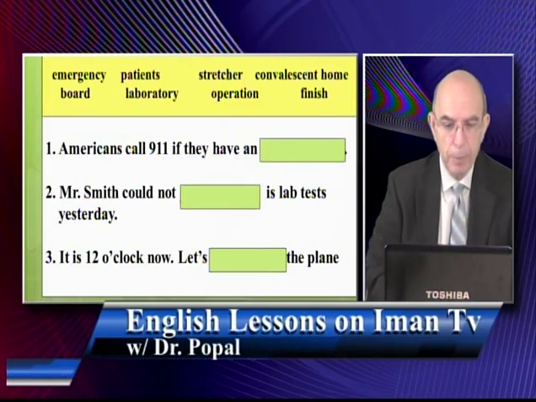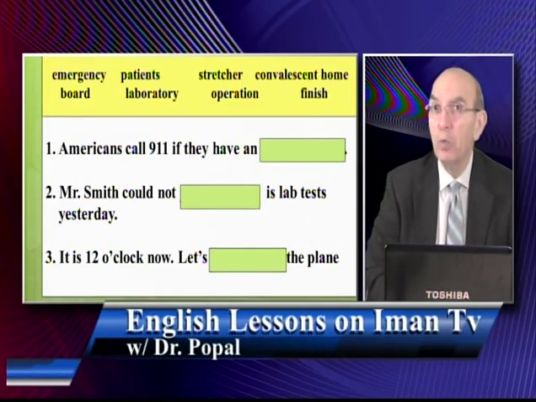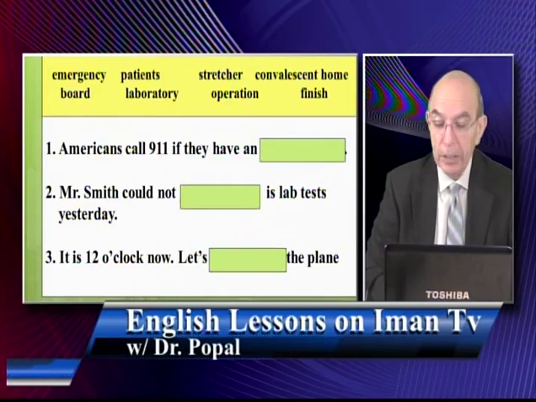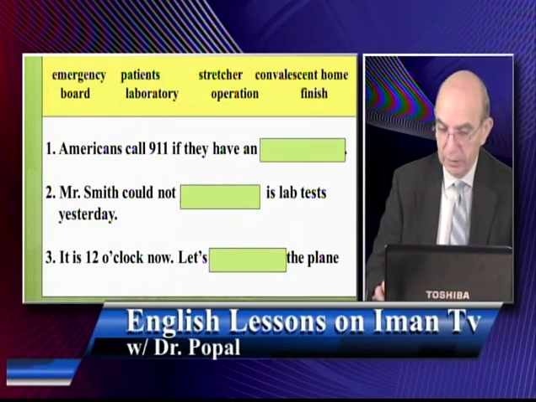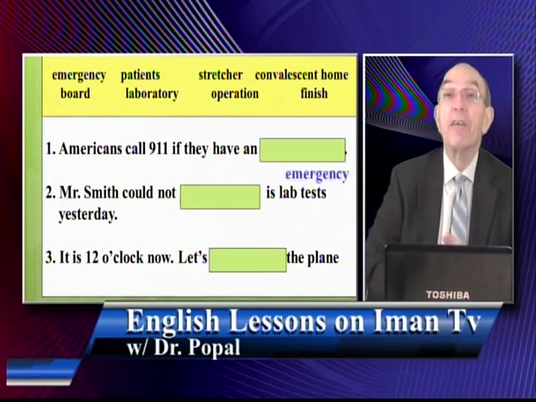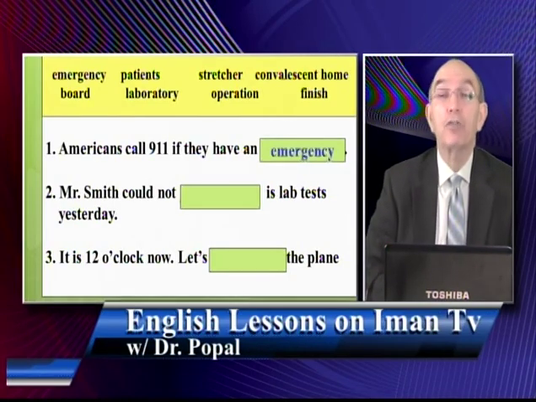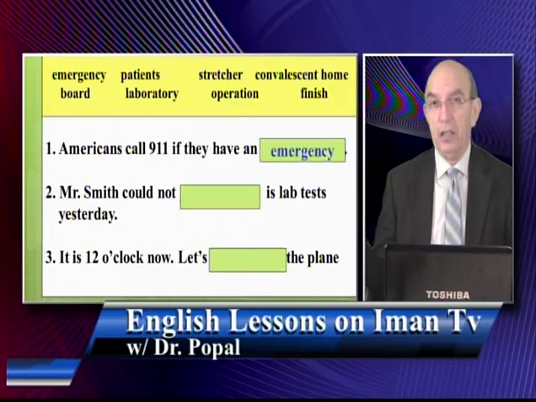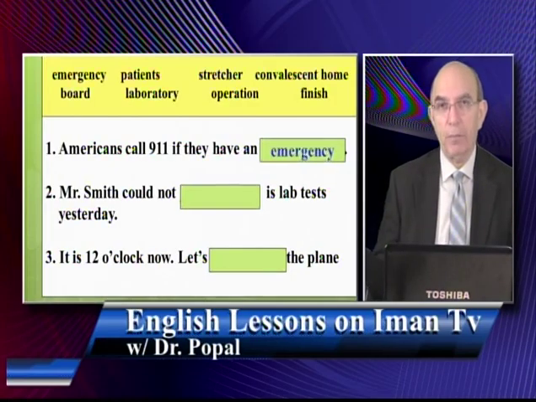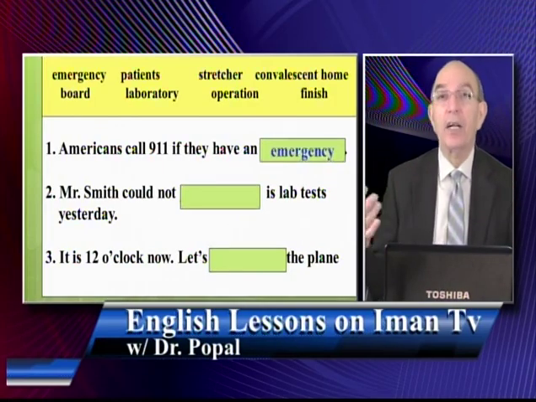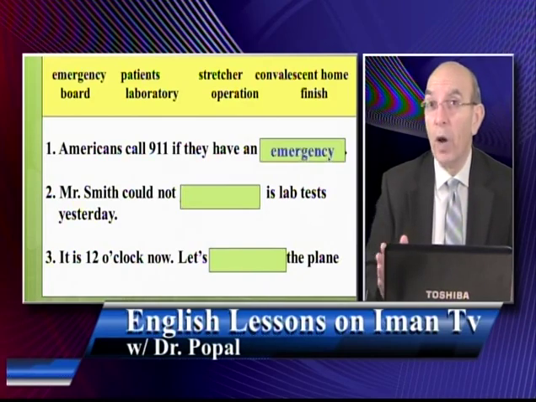The first sentence. Americans call 911. Actually, I gave you an extra one there, so let me retry this again. Americans call 911 if they have an what? The correct answer is: if they have an emergency. So if there is an emergency, if there is a fire, or an earthquake, or if somebody has a heart attack, they call what? 911.